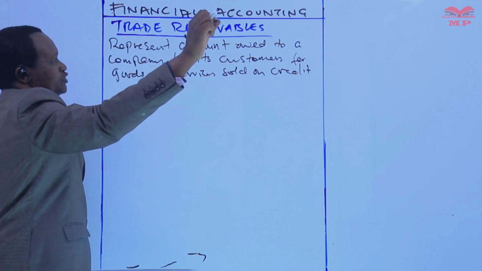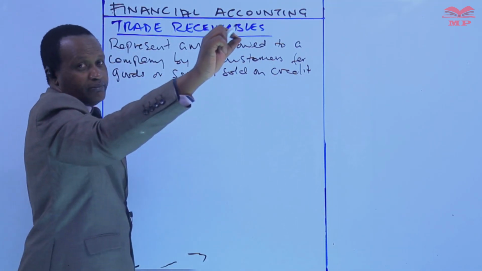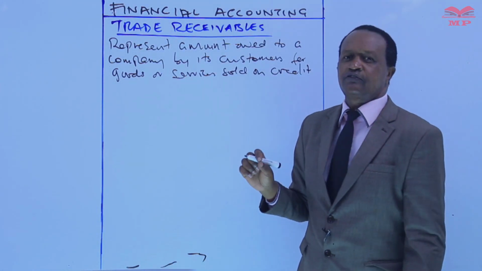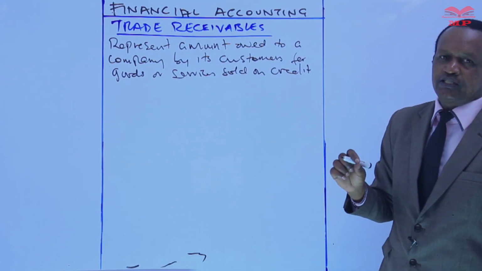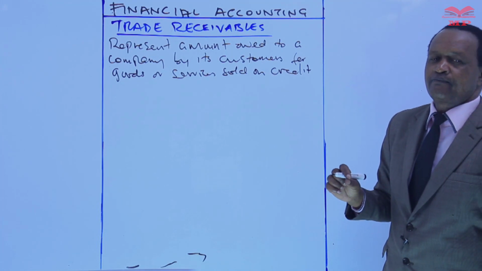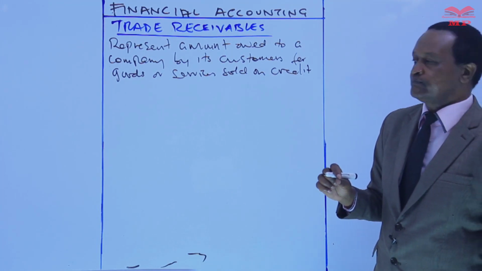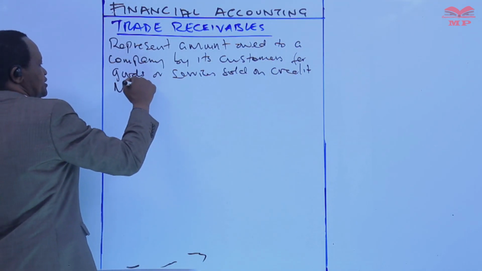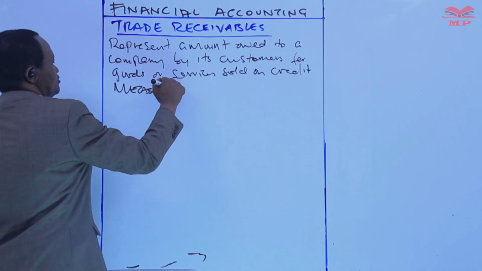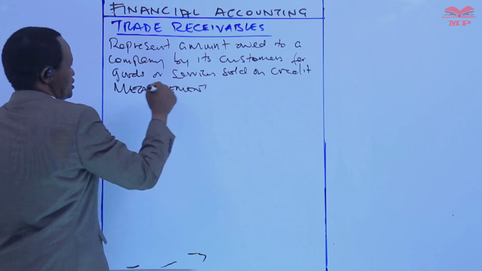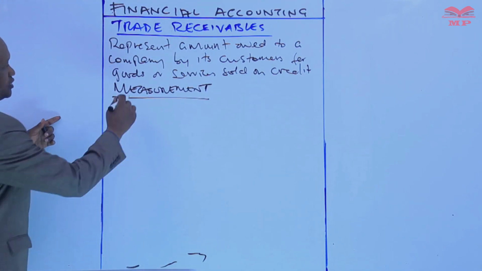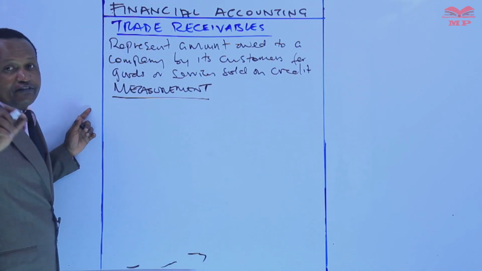Trade receivables, also known as debtors, represent the amount owed to a company by its customers for goods or services sold on credit. Measurement. How are trade receivables measured in the financial statements?